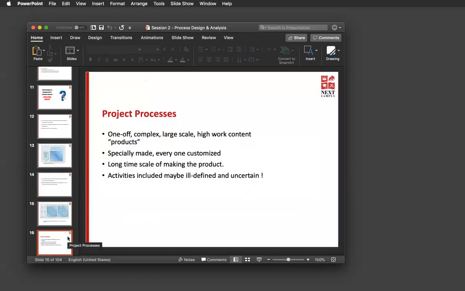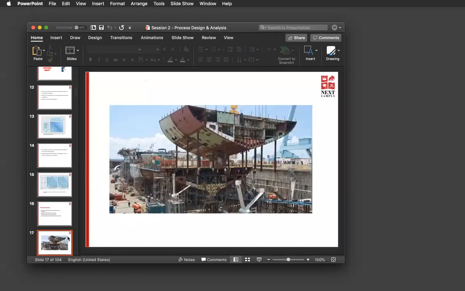Look at the project process. One of complex, large-scale, high work content, right? Activities are ill-defined, uncertain, right? See, this particular model of ship is an example of a project process. One kind of ship. So if you have two passenger ships that actually carry passengers, I don't think both will be exactly the same. Most of these things will be customized.